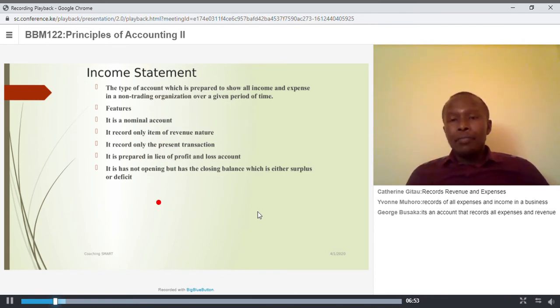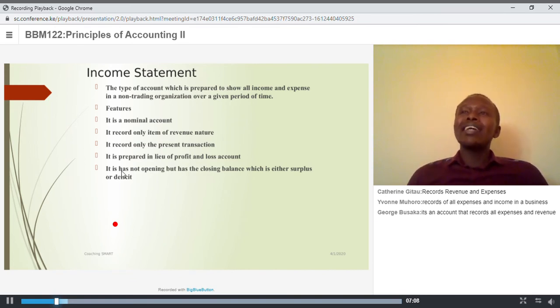Number 5, it has no opening but has a closing balance which is either surplus or deficit. So anytime you are preparing the income and expenditure account, it has a closing balance. There is no opening balance. Now, what do you mean by closing balance? The closing balance will always be in the form of surplus or deficit.